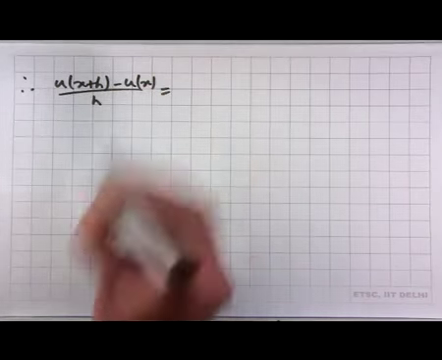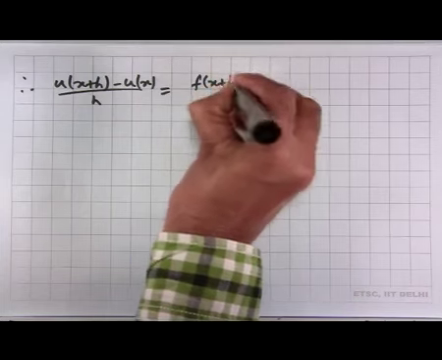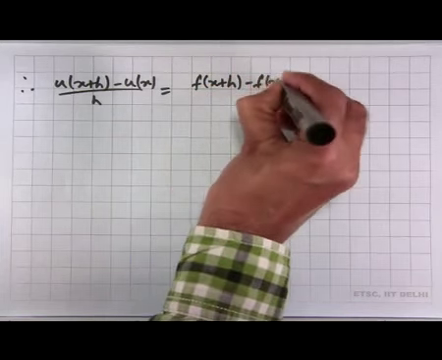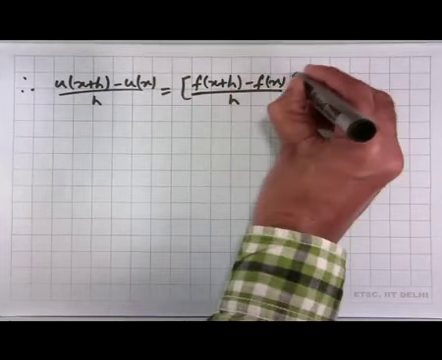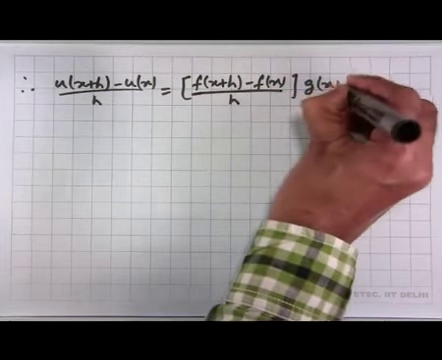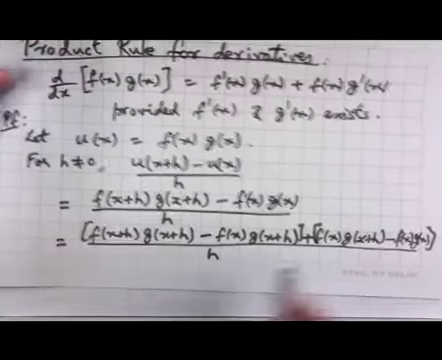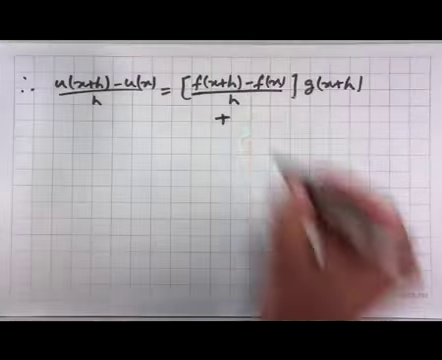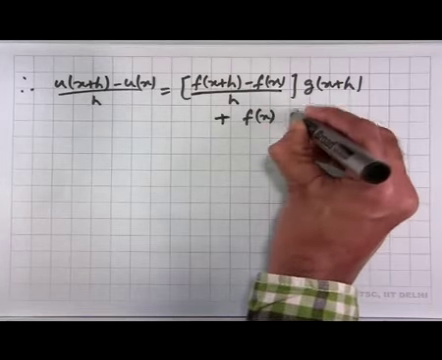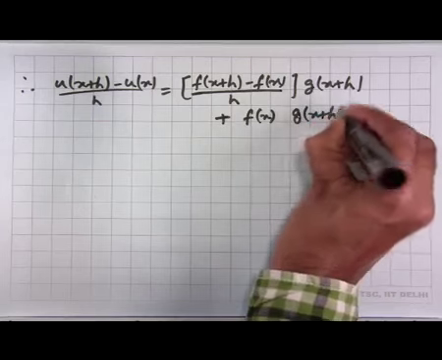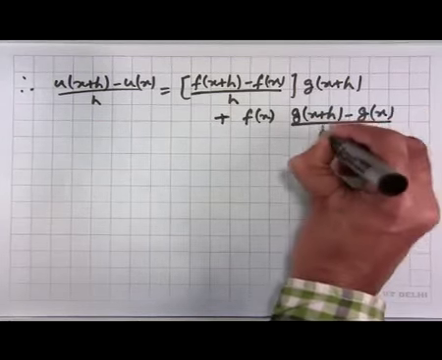So, we got u of x plus h minus u x by h. This is equal to f of x plus h minus f of x divided by h, this times g of x plus h, and then plus, in the next two terms we have f x is common. So, I will write f x times g of x plus h minus g of x divided by h.